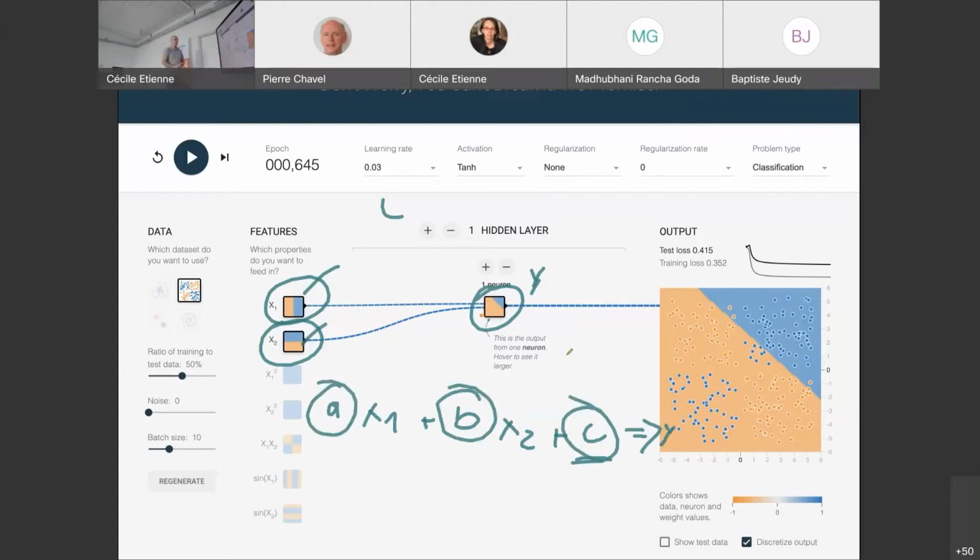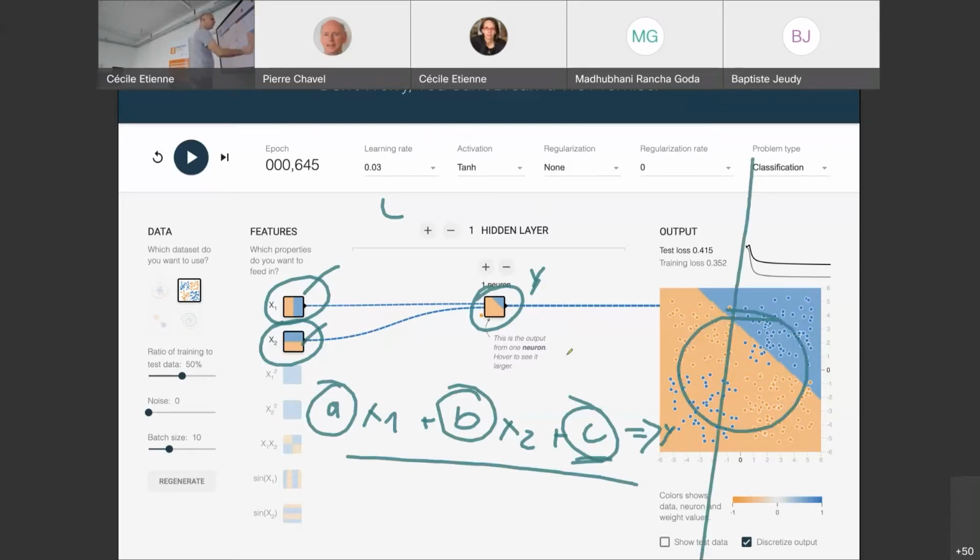Well, the problem is this is a linear function. And this here is not a linear problem. A linear function can only learn a linear classification, a straight line. They can only represent the border by a straight line, nothing else. So how can I remove this here now?